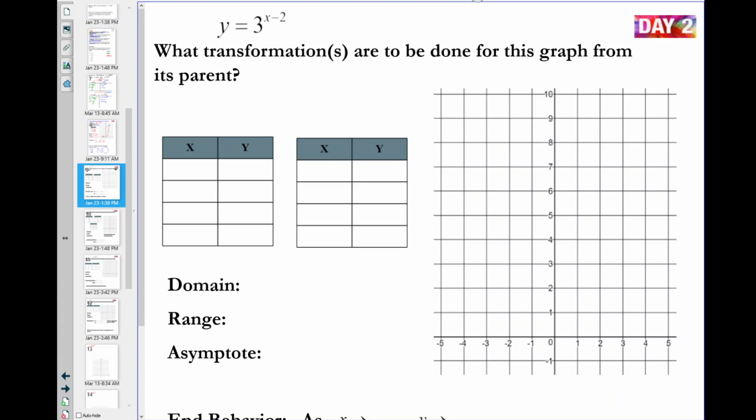All right, so let's do this. Let's put up here parent, and then this is gonna be transformed. Think of these as our beginning points on the left and our final points on the right. Is this a growth or a decay? It is a growth. So on my parent, I'm going to pick 0 and positives.